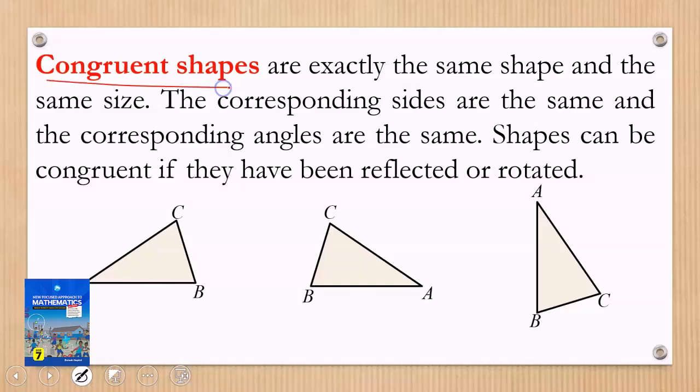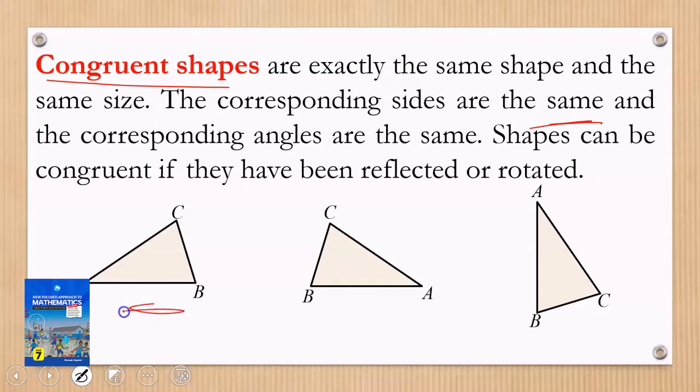When we say shapes are congruent, they are exactly the same shape and the same size. If I have two or more shapes that are congruent, then their shape is the same and their size is also the same. The corresponding sides are the same and the corresponding angles are also the same. Shapes can be congruent if they have been reflected or rotated.